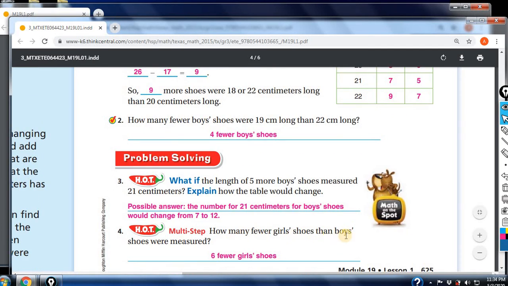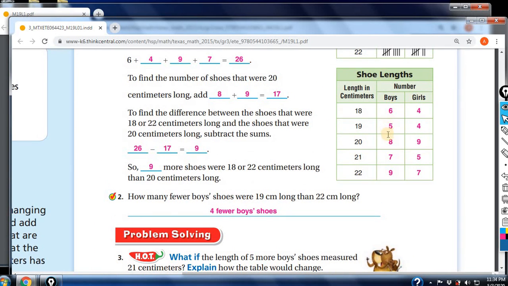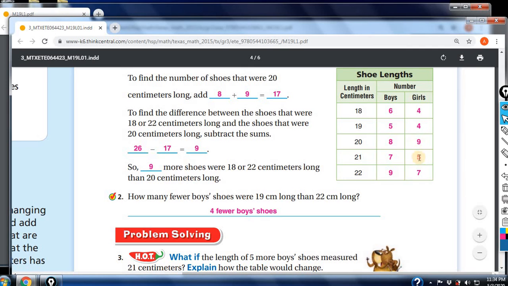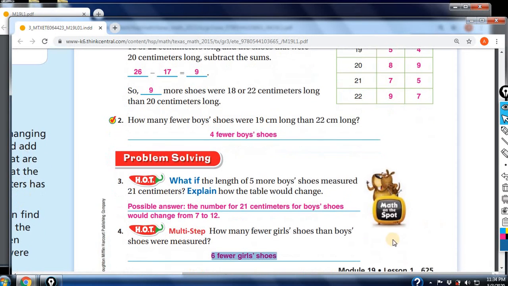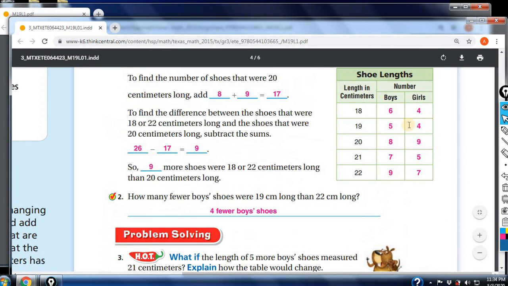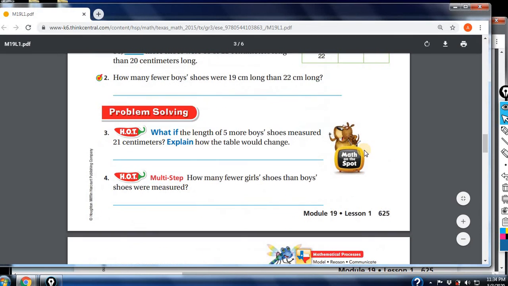How many fewer girls' shoes than boys' shoes were measured? So to get that answer, you add up all your boys' numbers here, get the sum, add up all your girls' shoes, get that sum, subtract them, and you get 6 fewer girls' shoes. Okay? So again, you'd have to add all the boys first, then all the girls, get the sum for each, and then subtract them, just like we did here. We got the sum for each and then subtracted this. So that's how we work our frequency tables.